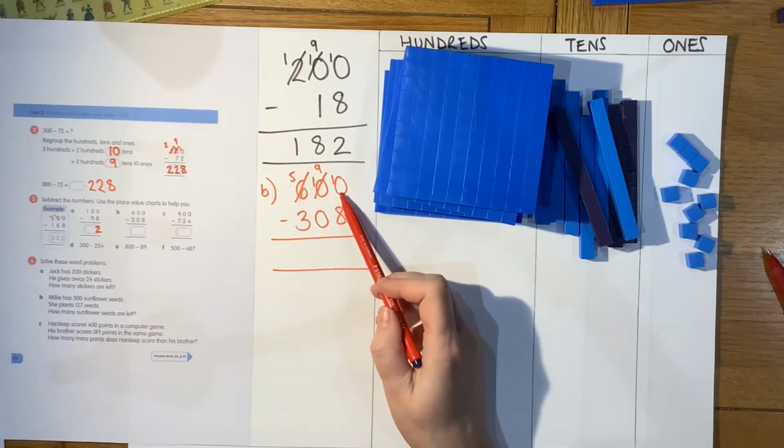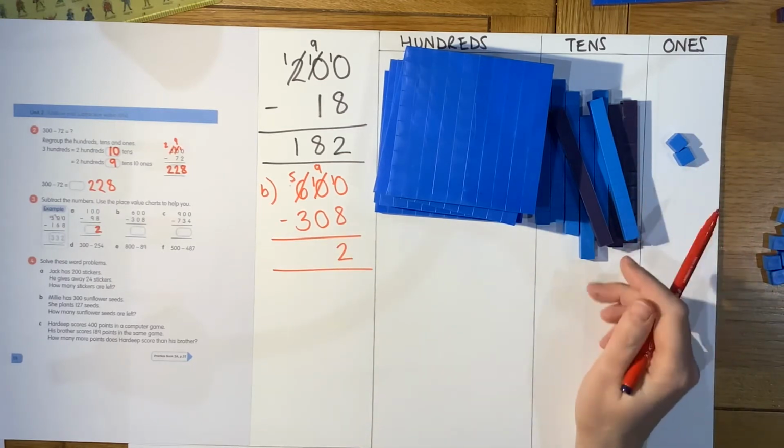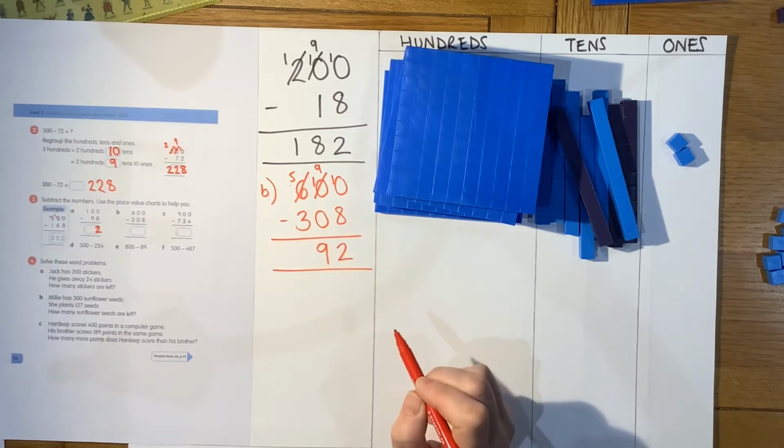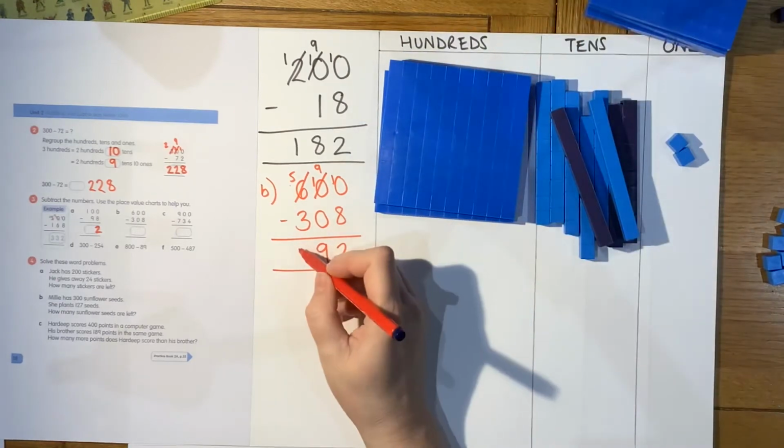Now I'm going to do 10 ones take away 8 ones is 2 ones. Now subtract the tens. 9 tens take away 0 tens, still 9 tens. And then hundreds, 500s take away 300s leaves me with 200s.